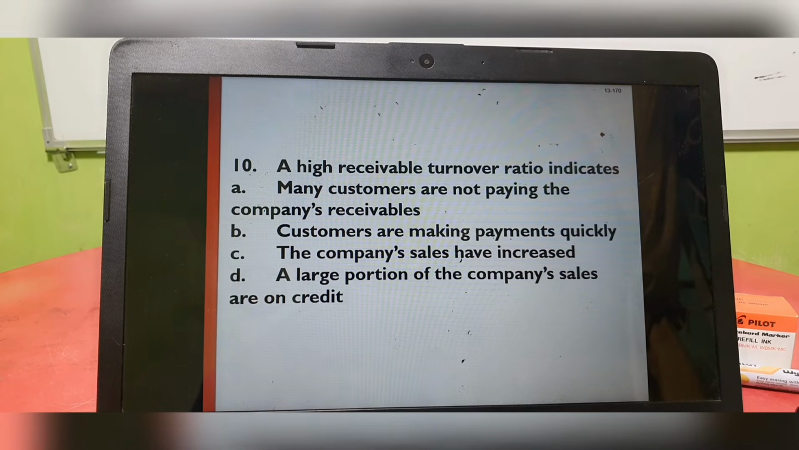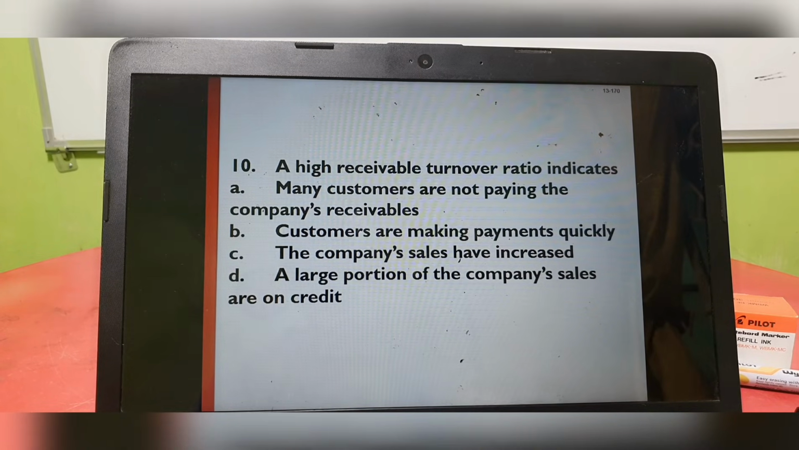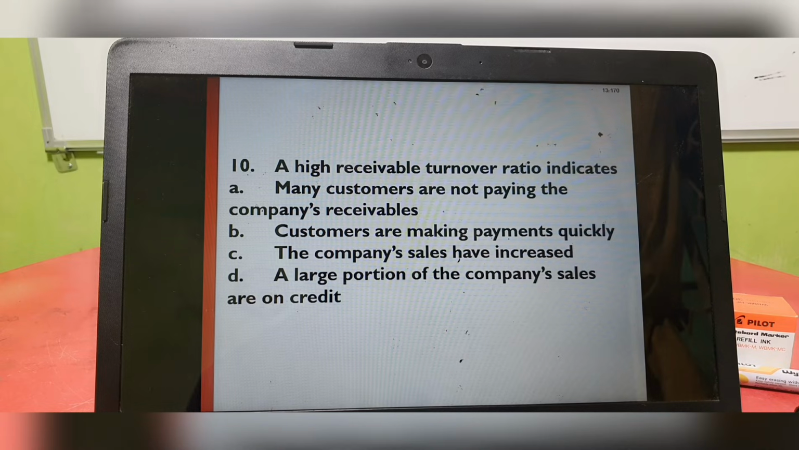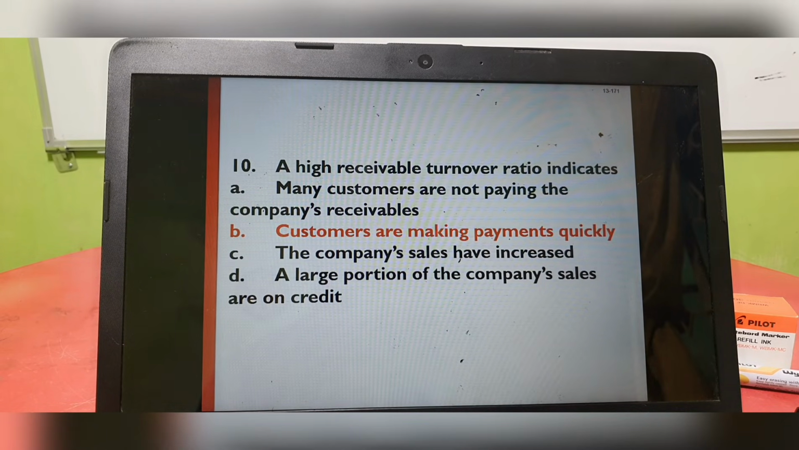And number 10, a high receivable turnover ratio indicates what? Mataas ang receivable turnover. Many customers are not paying. Hindi. Customers are making payments quickly. That's the answer. Alright?